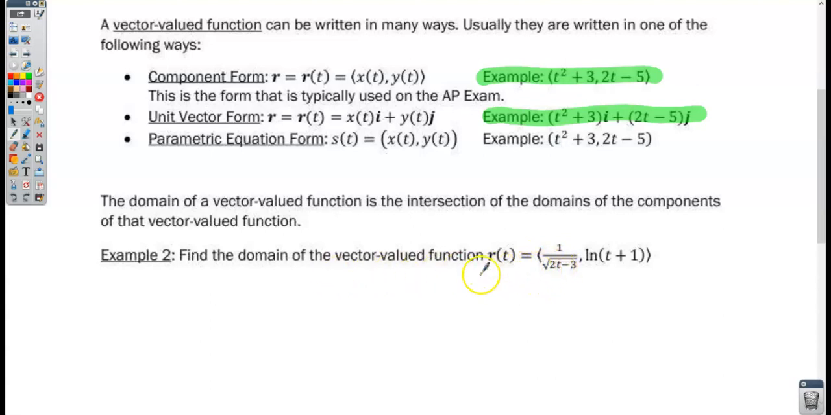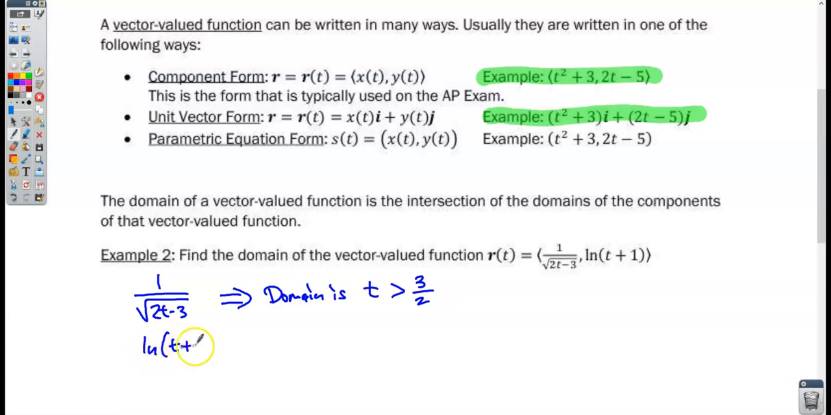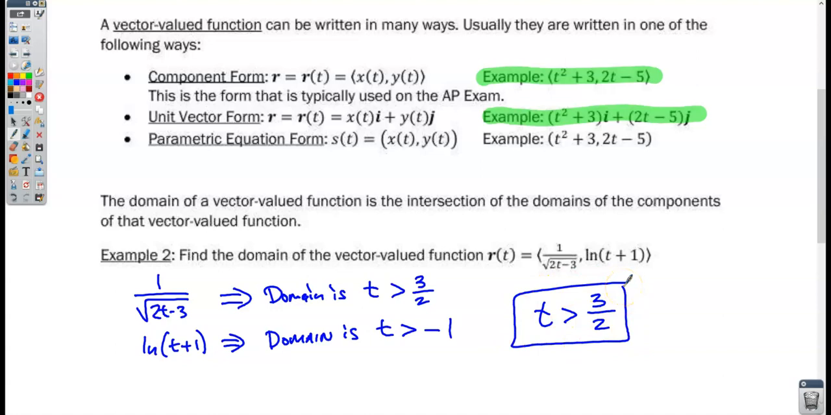So we're going to find the domain of this. The domain of 1 over the square root of 2t minus 3 is, let's see, t has to be greater than 3/2. And for the natural log of the quantity t plus 1, the domain is that t has to be greater than -1. And so if you think about where these two domains overlap, they overlap for t greater than 3/2. And so that's going to be the domain of our function. t is greater than 3/2.